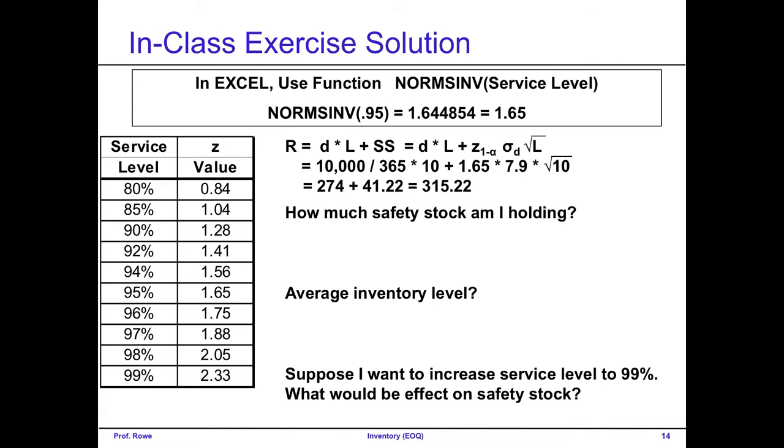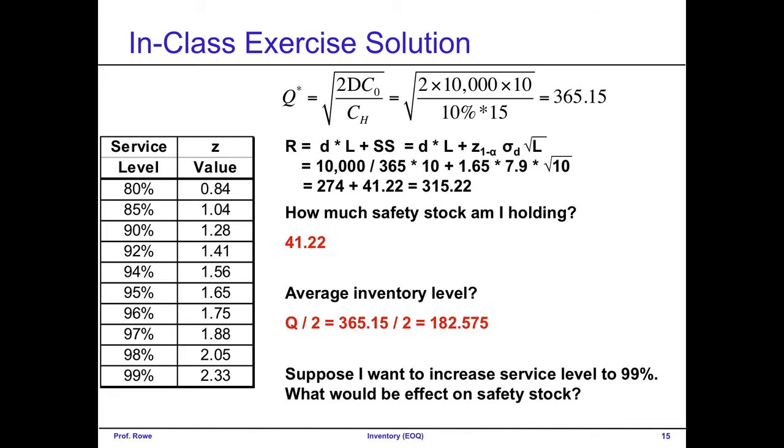So then when we ask the question, how much safety stock am I holding? Well, we've already calculated that. Safety stock is just this term, which is this value, 41.22. So our safety stock is 41.22. Now, what's our average inventory level? Well, what is average inventory? It's going to be Q divided by 2. We already calculated Q, so we'll take our 365.15 divided by 2, and we get 182.575 units is our average inventory level.